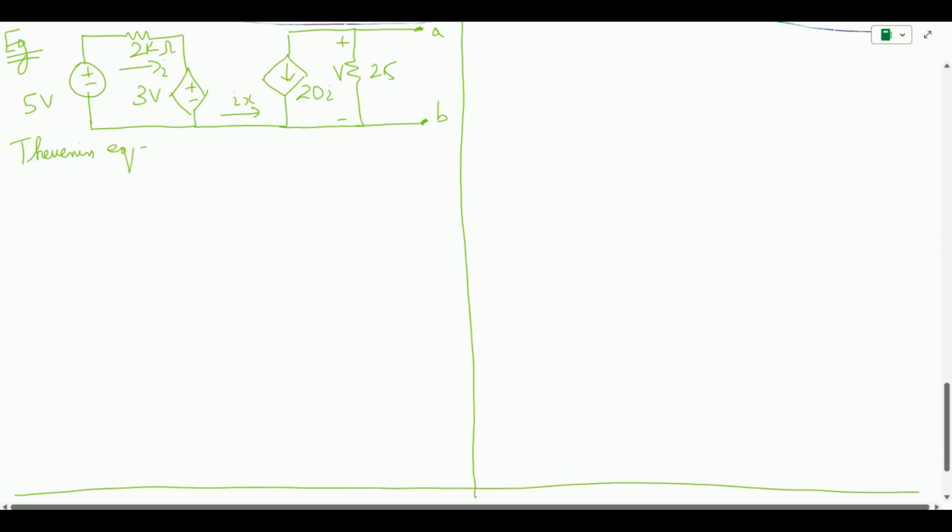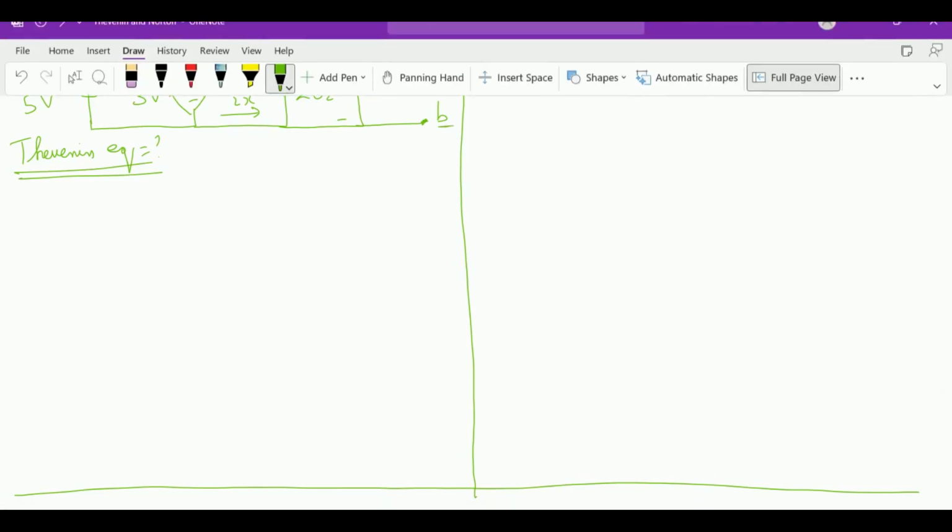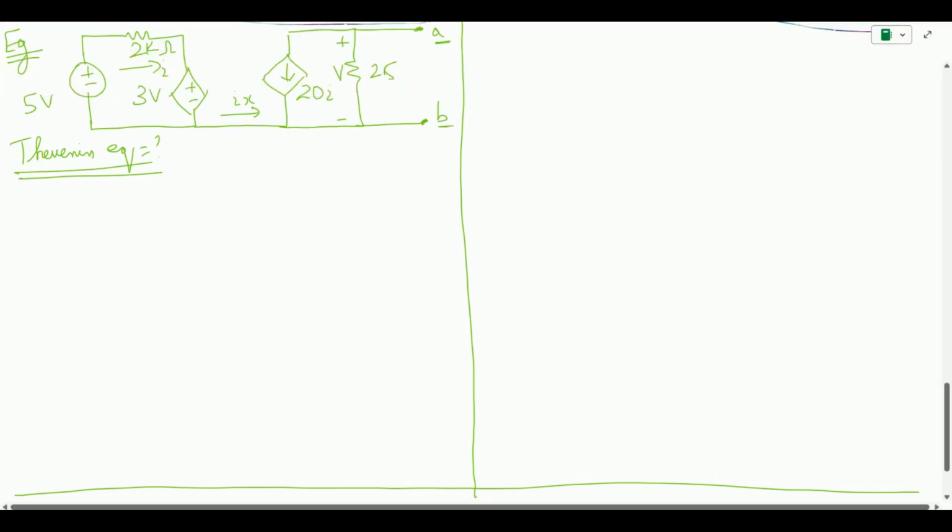So we need to find the Thevenin equivalent of this circuit across terminals A and B. Let us see what we understand from this circuit. We have an independent voltage source of 5 volts. We have a dependent voltage source of 3 volts. We have a dependent current source of 20I, and then we have the voltage appearing across the 25 ohm.